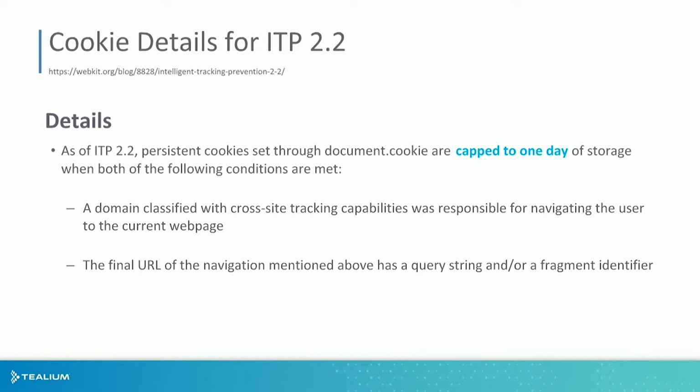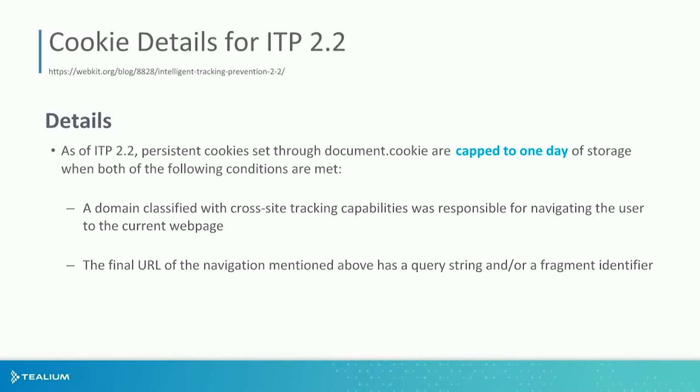So these 2 conditions have to be met. A domain classified with cross-site tracking capabilities was responsible for navigating the user to the current web page. So they used their machine learning and they categorized this as a tracking site. And you were on that tracking site, clicked on a link, and that brought you to a different website. So that destination website now is going to limit all client-side cookies to just 1 day duration.